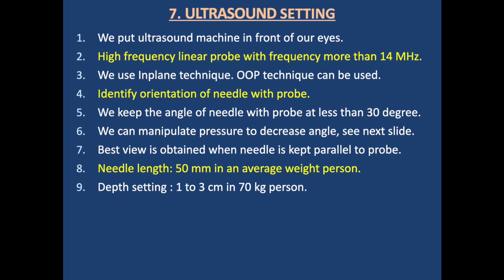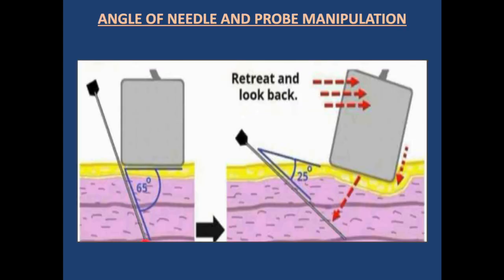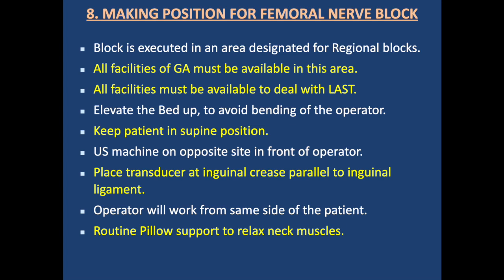Depth setting required is 1 to 3 centimeters in a 70 kg person. This is a diagram showing the angle of the needle and probe manipulation. You can see if the angle is 65, we will not see any needle in the ultrasound image. But by a small manipulation of pressure on one side of the probe angle, we can bring the needle into our view. Making position for femoral nerve block.